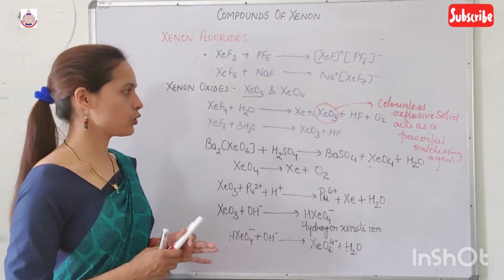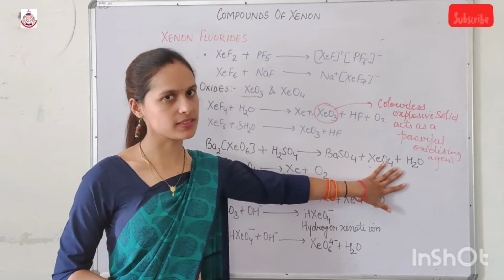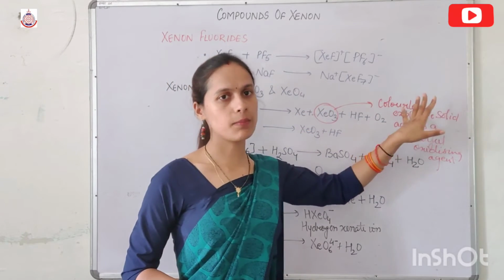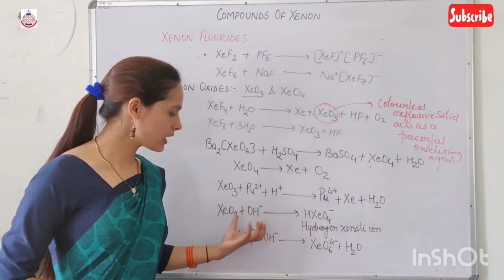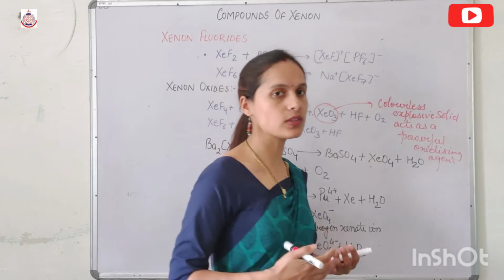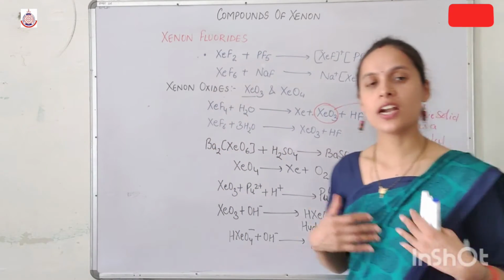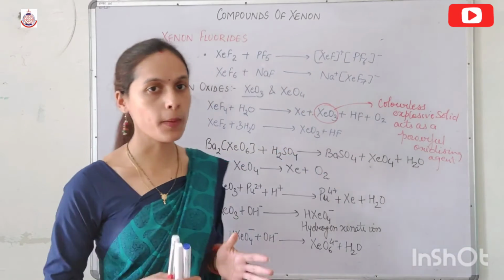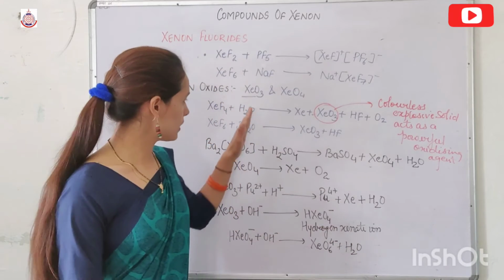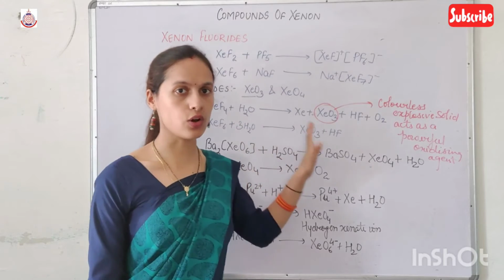So this XeO3 is stable. This XeO4 is not much stable as compared to XeO3. XeO3 is a colorless explosive solid and acts as a powerful oxidizing agent. It oxidizes Pu3 positive to PuO2 positive, and when it reacts with aqueous alkali solution, it first forms hydrogen xenate ion, which undergoes slow hydrolysis to form perxenate ion, that is XeO6 4 negative. So these are the preparation and the properties of the xenon oxide.